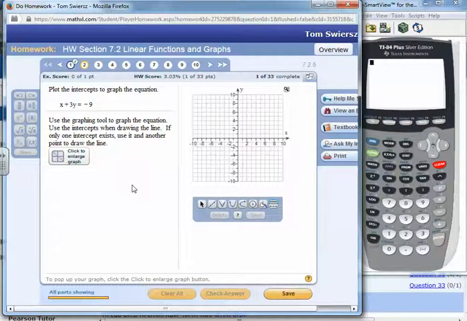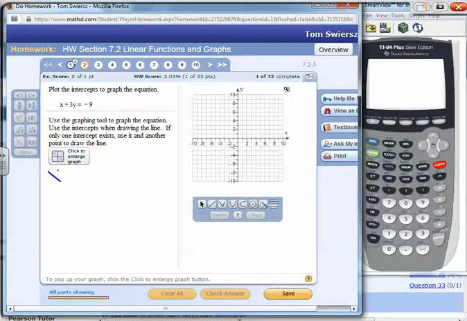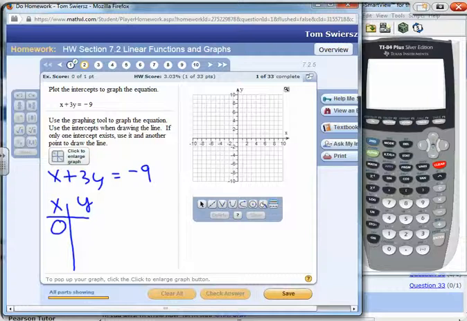All right, let's look at homework exercise number 2, very similar to number 1, plotting the intercepts again. So what we have is you take your equation, minus x plus 3y equals negative 9. Okay, to get the y-intercept, x is 0. So when x is 0, put in 0 for x, 0 plus 3y equals negative 9. 0 plus 3y is 3y equals negative 9.